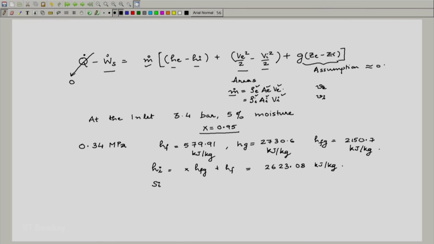Similarly, I can get sI, which I am not going to use right now, and we will get it as 6.6881 kilojoule per kg Kelvin. What about hE? It is given 8 bar and dry saturated. So, we can just look up the table, directly get hg at 8 bar because it is dry saturated, and we get that as 2768.3 kilojoule per kg.